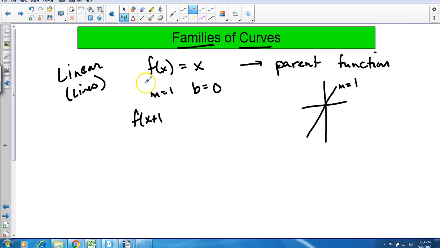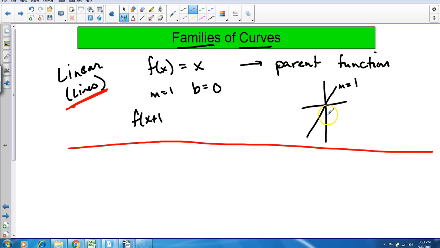So again, this is the linear function family. Okay, we can shift it left and right. We can shift it up and down. We can kind of stretch it. When we stretch it, basically what it does is increase or decrease the slope accordingly.